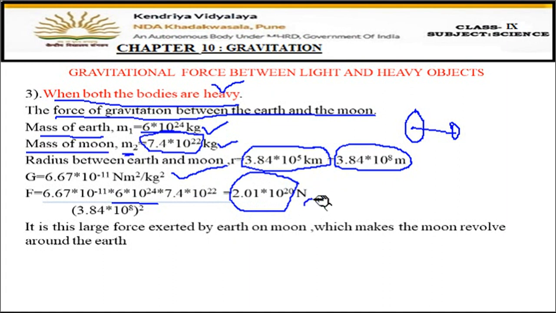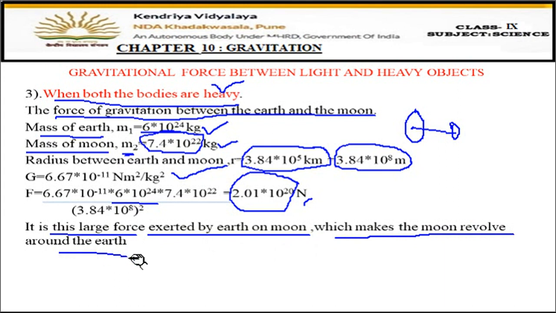And this is also a very large amount of force, right? 2.01 multiplied by 10 raised to the power 20 means 20 zeros will be present after it. So it's a very large amount of force. It is this large force which is exerted by Earth on the moon. Earth is exerting this much gravitational pull on the moon, and this is the reason that the moon revolves around the earth and does not go anywhere else in space, right? So the moon keeps revolving around the earth because earth pulls the moon with a very large force.